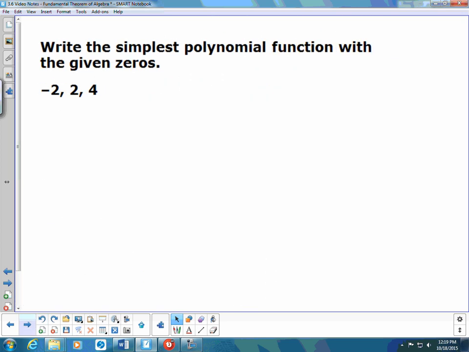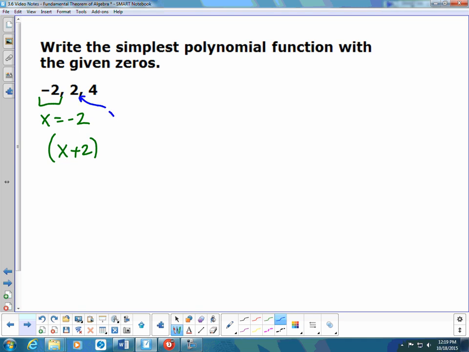Okay, let's try another example with this. Again, we're going to write the simplest polynomial function with the given zeros. If we take a look at this, we know that our zero is negative 2, so x equals negative 2, which means in factored form we have x plus 2. For our next zero, we have x equals positive 2, so in factored form that's x minus 2. And then finally we have x equal to 4 as a zero, so x minus 4 as its factor.